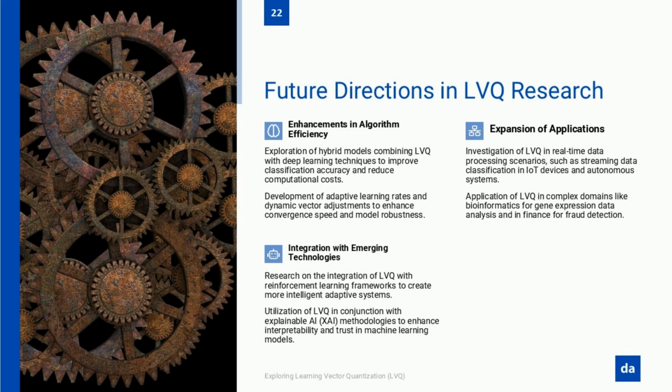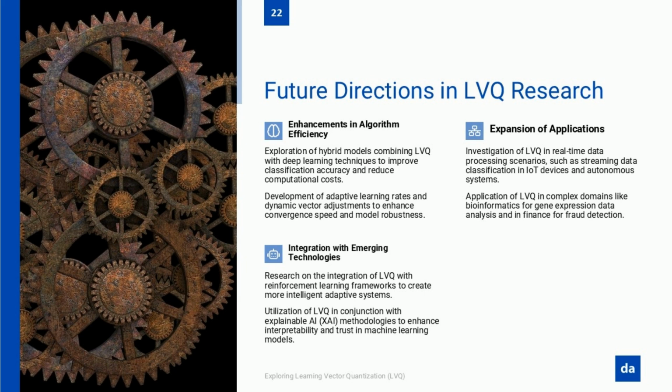Another area of innovation, LVQ in reinforcement learning. Today, reinforcement learning powers self-driving cars, robotic automation, and game-playing AI. But these models often struggle with efficient memory usage and fast decision-making. LVQ could help by acting as a compact memory system, reducing the need for massive data storage while still allowing models to adapt dynamically. Some researchers are exploring how LVQ could replace traditional memory-heavy Q learning models, making reinforcement learning faster and more scalable.